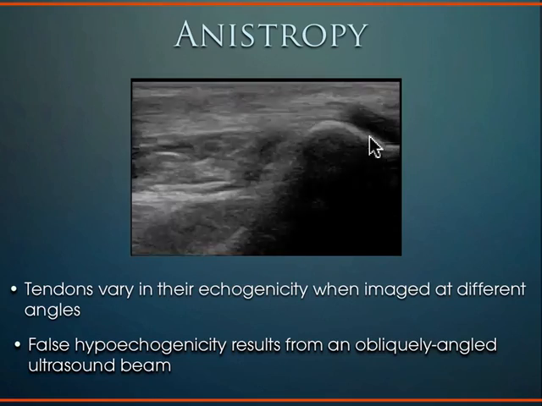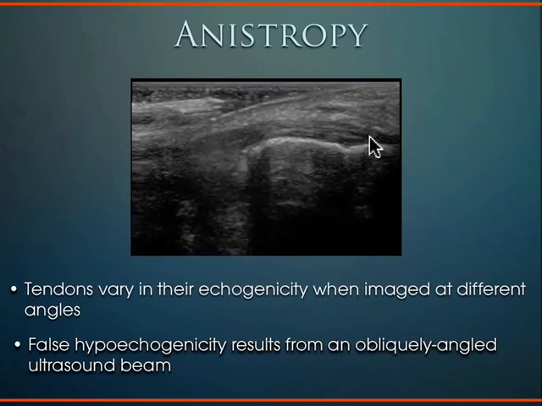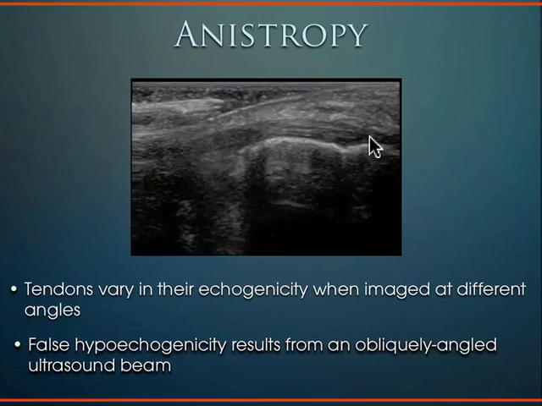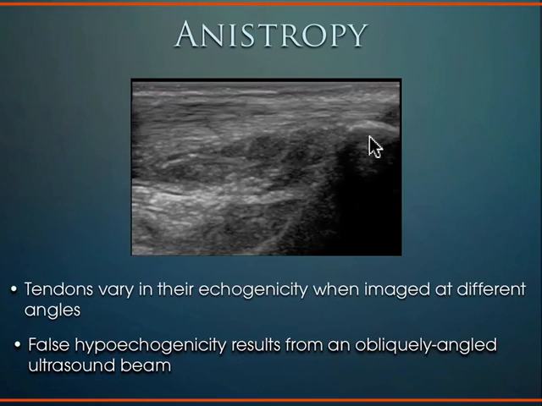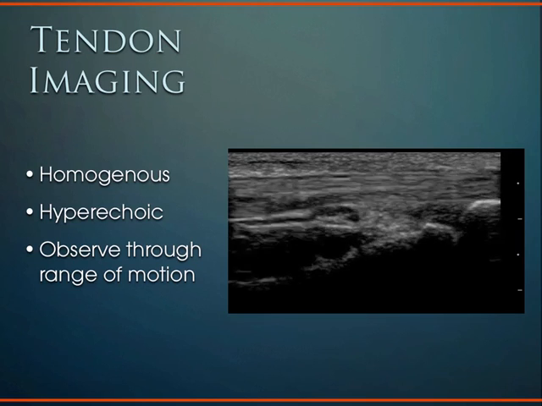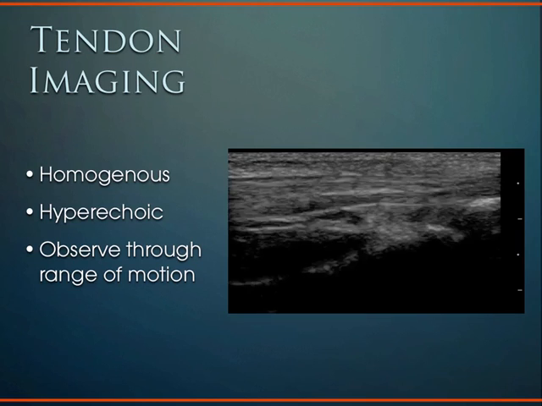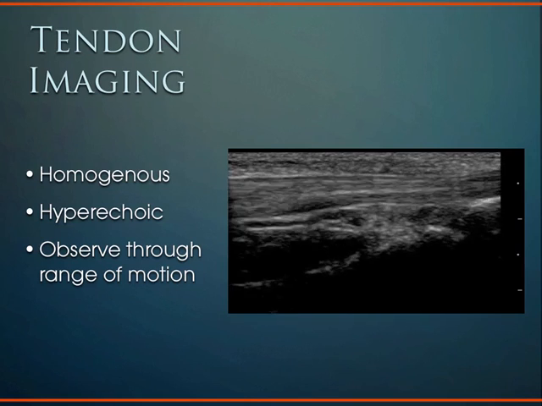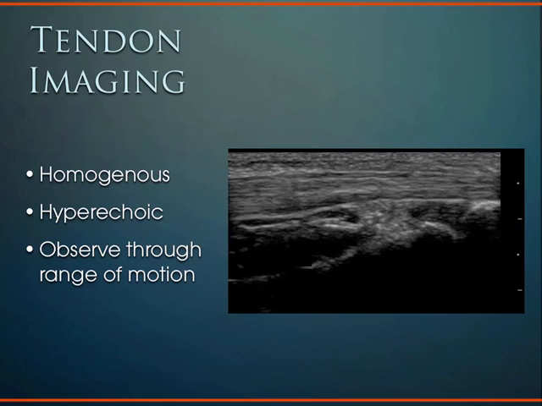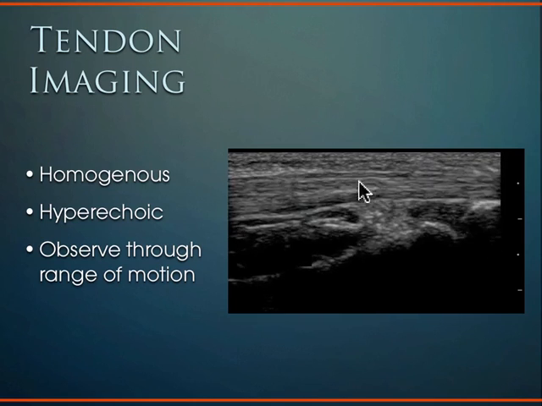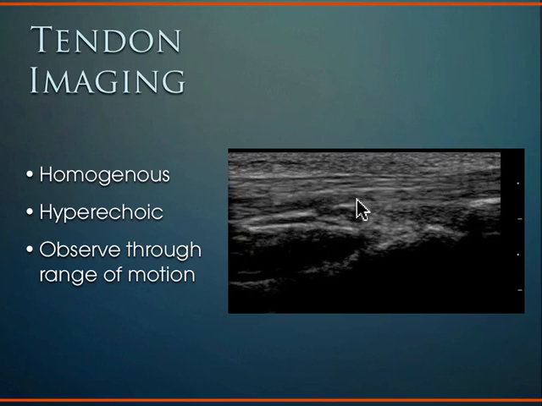Basically, it has to do with how perpendicular the transducer is to the tendon. If it's not completely perpendicular, then you're not going to get those sound waves coming back to the crystals, and so it's going to come out as potential pathology. So again, when you're imaging the tendons, it should be very nice, consistent, homogeneous tissue, fibular pattern, hyperechoic, and you can see that tendon move through its whole range of motion as you flex and extend the joint space.